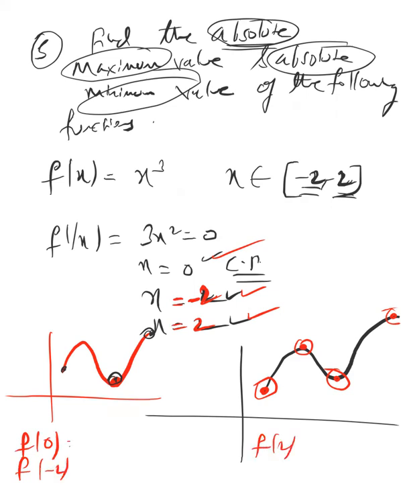f(0) is 0, f(-2) is -8, and f(2) is what? 8. So what is maximum? This is max, this is min. Absolute maximum is 8, absolute minimum is -8. The point of absolute maximum is 2, the point of absolute minimum is -2.